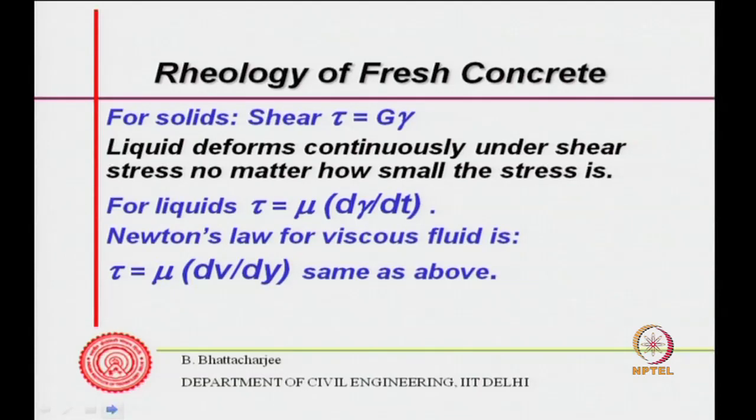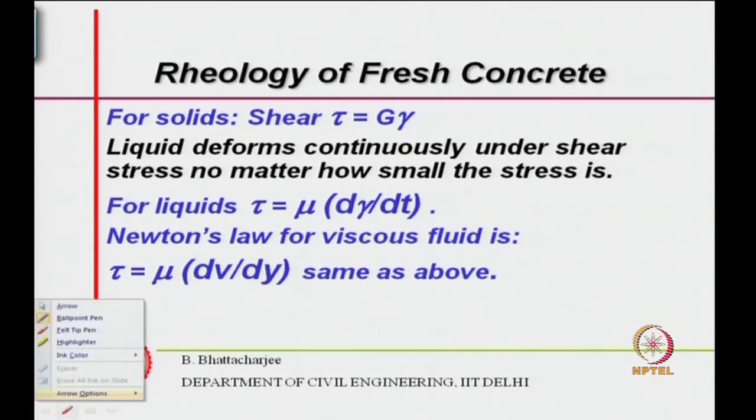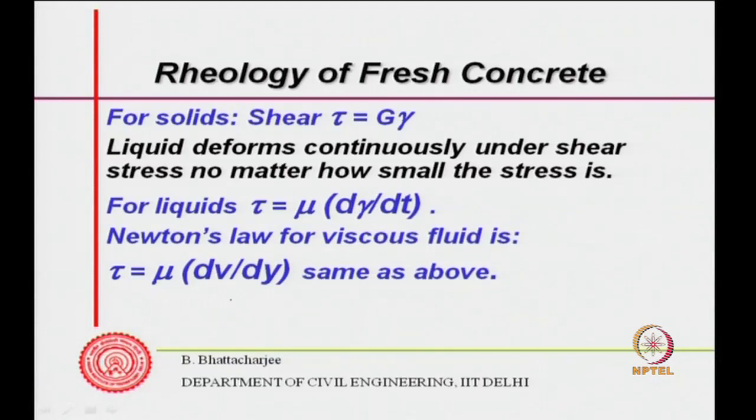So, essentially tau is proportional to viscosity times dV/dy, and dV/dy can be written as dx/dy per dt, and this is nothing but shear strain. So, dγ/dt can be written as strain rate. So, it will actually be strain rate.